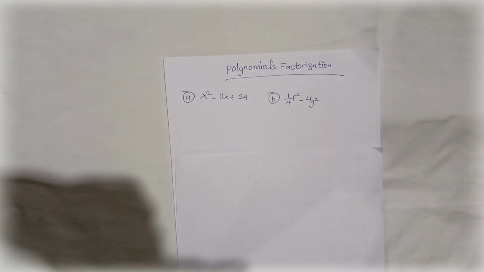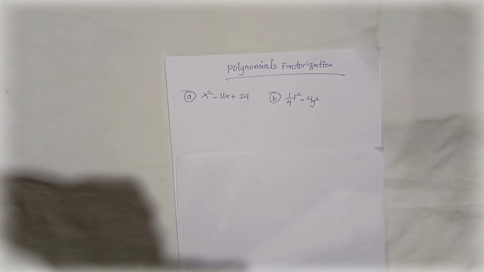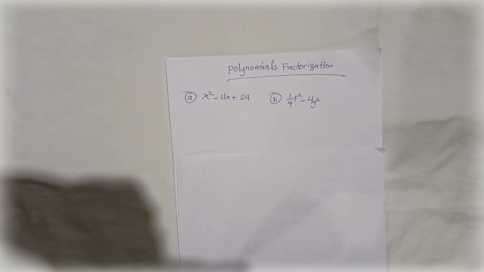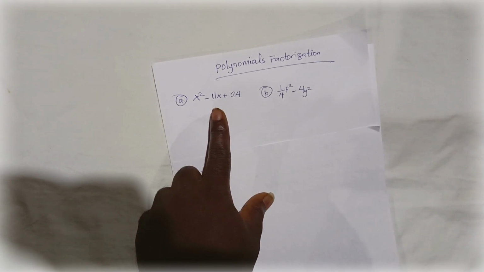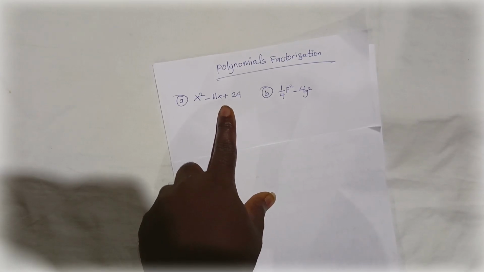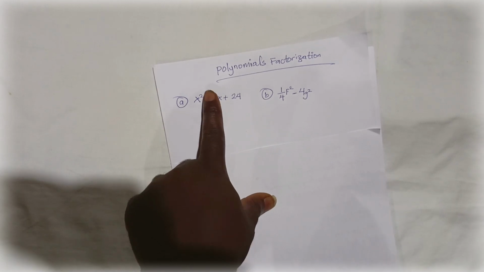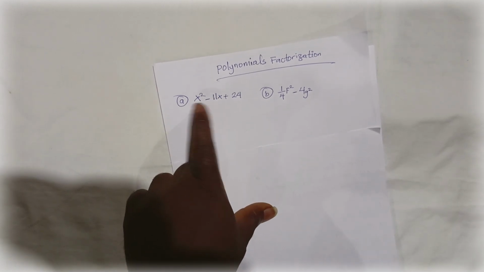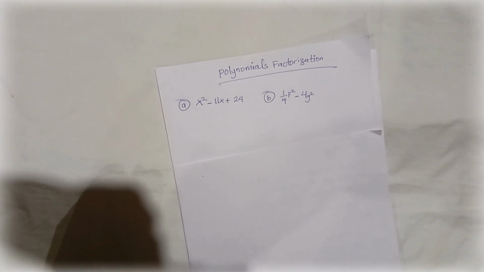Now let's understand quadratic equations. Quadratic equations have to do with equations that have the highest power being 2. Looking at the problem here, x squared minus 11x plus 24, the highest power in this problem is 2. Therefore, this equation is considered to be a quadratic equation.